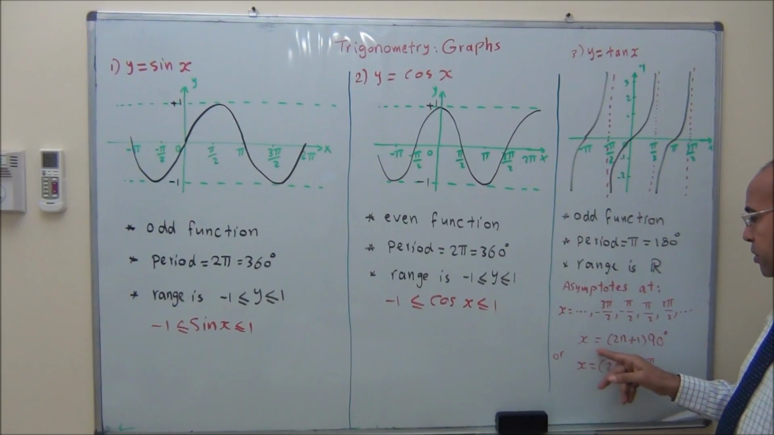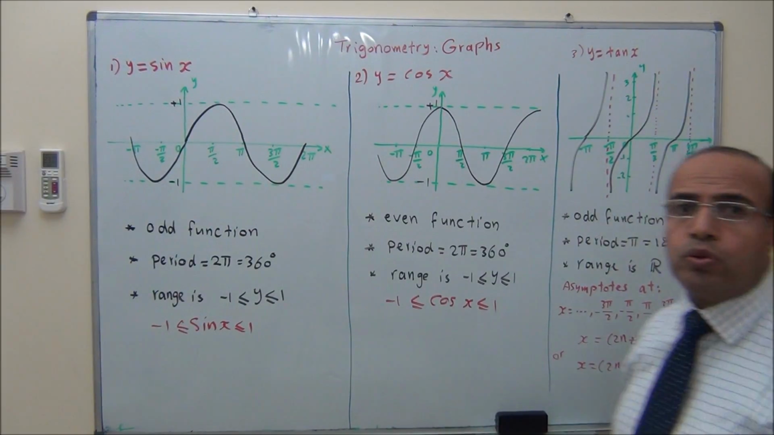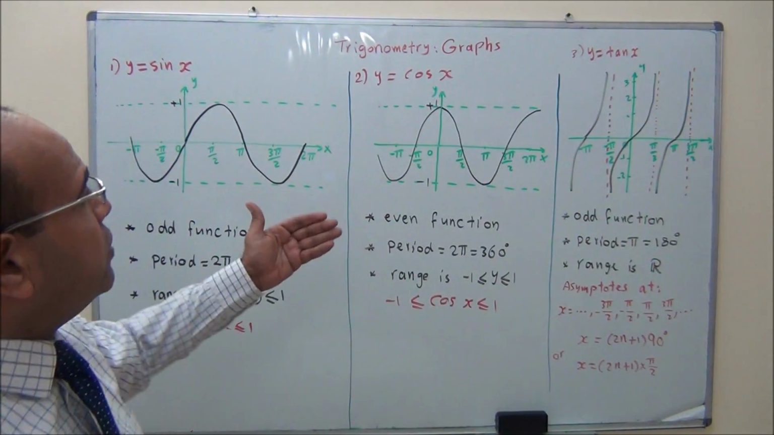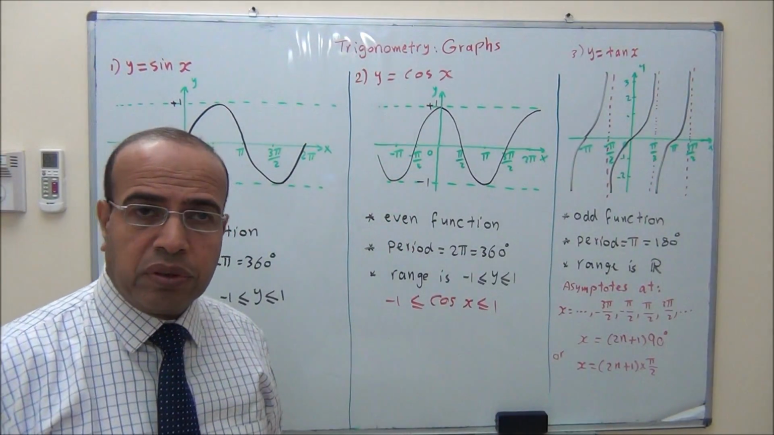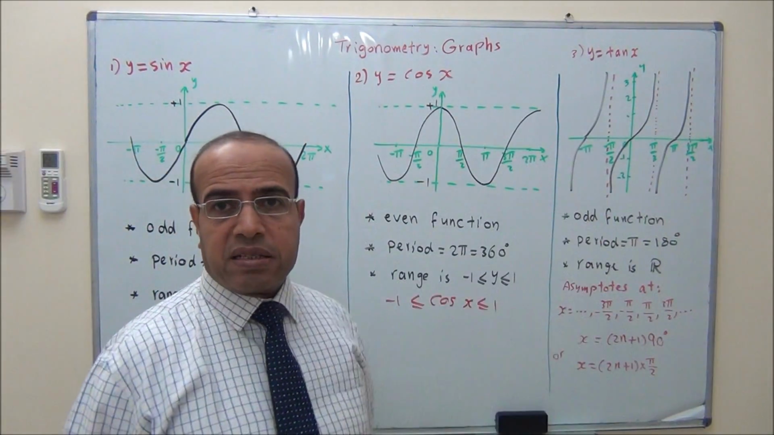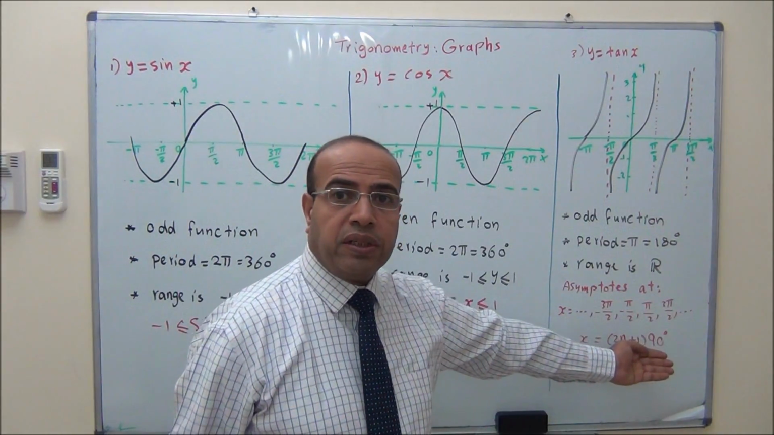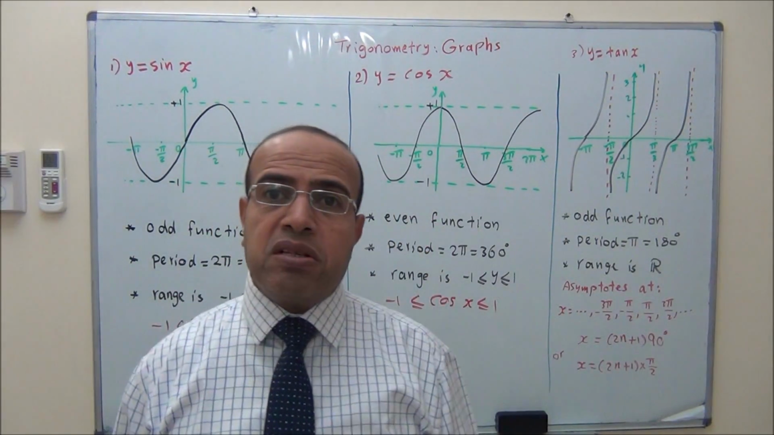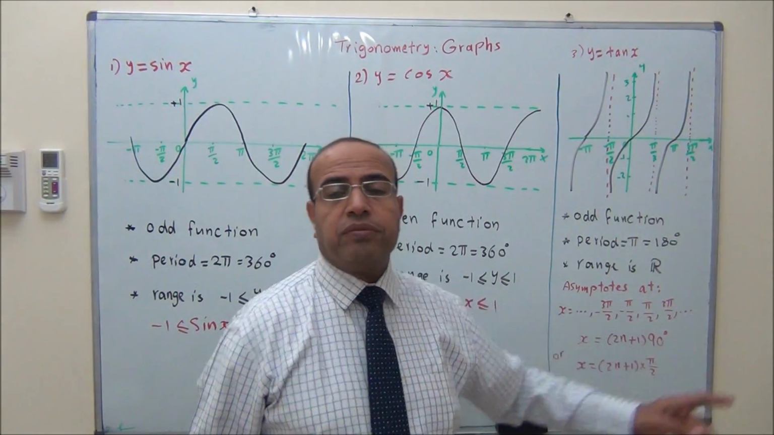Generally, x equals (2n plus 1) times 90 degrees, or x equals (2n plus 1) times pi over 2. So these are the asymptotes in the graph of tan. So remember, sine and cosine don't have asymptotes, but tan has asymptotes. The asymptotes are at x equals (2n plus 1) times 90 degrees, or x equals (2n plus 1) times pi over 2. It means that the function is undefined when x equals any of these values.